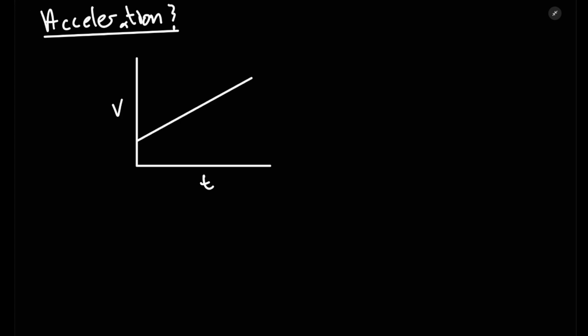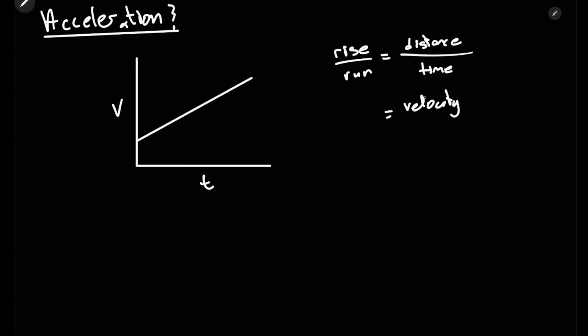And in the same way we did it previously, where we did rise over run to find the slope. In that case, rise over run was distance over time. In this case, our rise is going to be velocity, and our time is going to remain the same. So we're going to have velocity over time this time. And this is going to equal our acceleration. This is the formula we're going to use for acceleration.